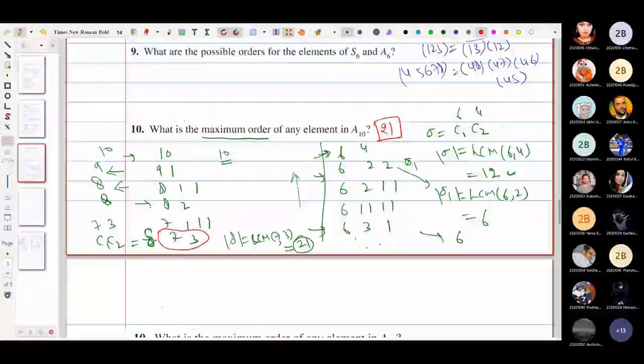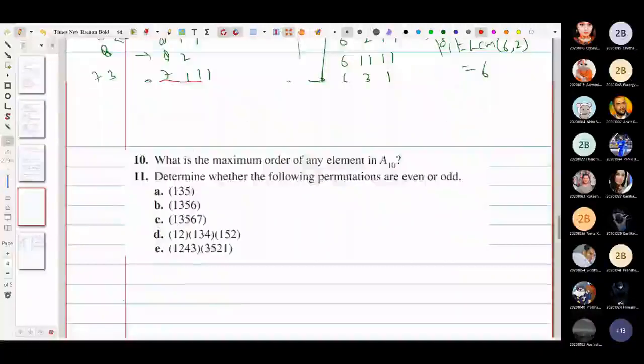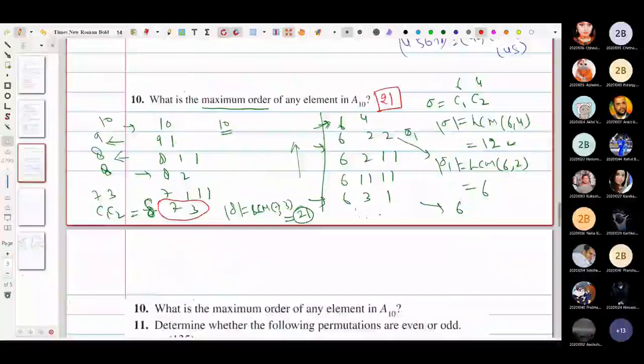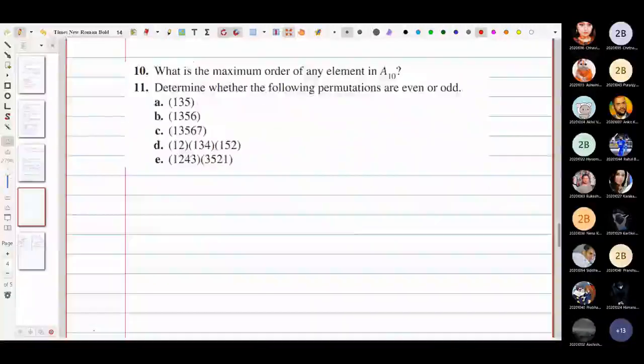So this is the way you can analyze. Of course, I think I kept question number 10 two times. And then question number 11. This is the last question for today. Determine whether the following permutations are even or odd. It's easy. You can split them in the form of a product of 2 cycles. So we can write 1 5 and 1 3. So this is going to be even, and because this is a 4 cycle, this is going to be odd.